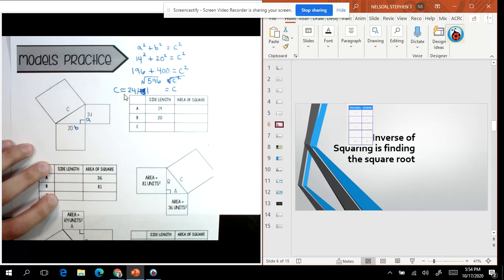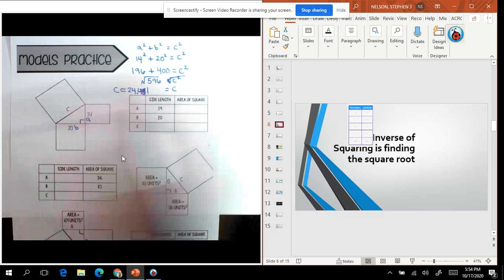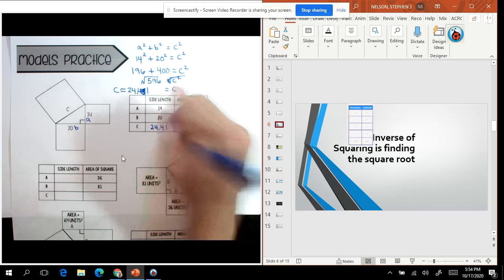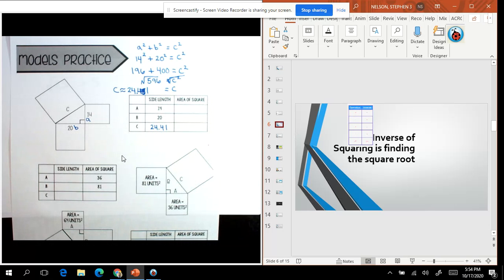So C is approximately 24.41. So that means we can go ahead and fill in our chart. 24.41. And then now we need to find the areas of those.